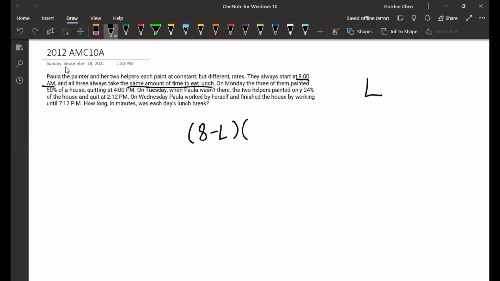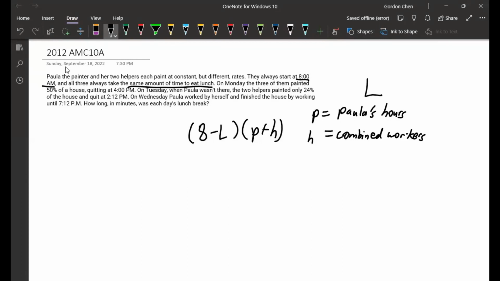Then also it was P plus H, where P is Paula's hours, and H is the combined workers. The reason we have them as combined is because the workers never work alone. They always come in a pair. So for Monday, the three of them painted 50% of the house. So in other words, that's equal to 50 because we're going off percentages.